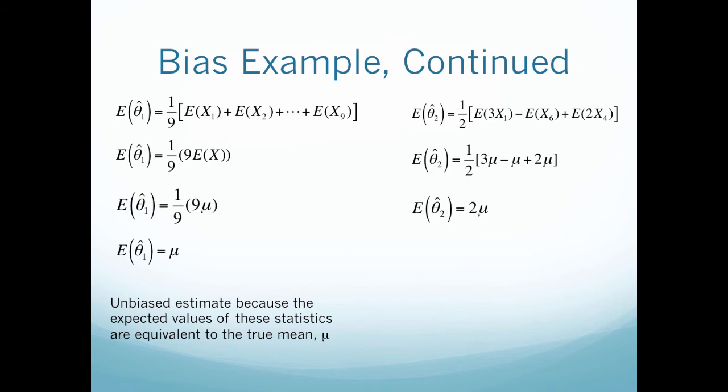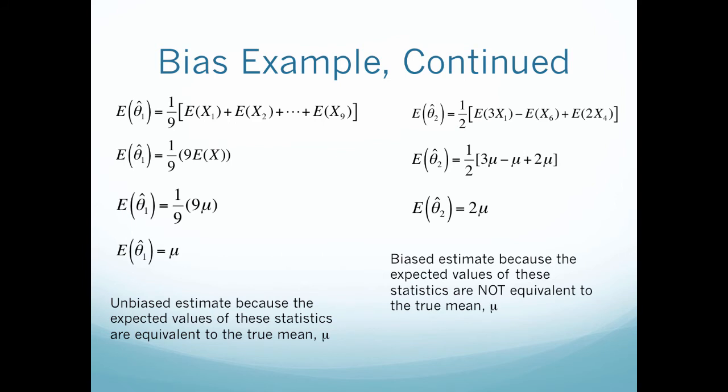So what I'm saying is my expected value ended up equaling 2 times my population parameter, or 2 times my population average. So that's not what we want. That would then be a biased estimate, because the expected value is not equivalent to the true mean.